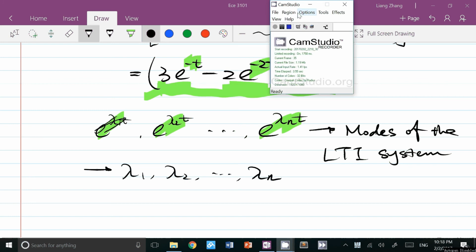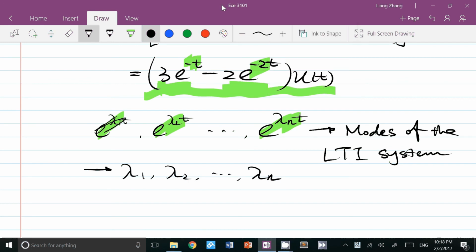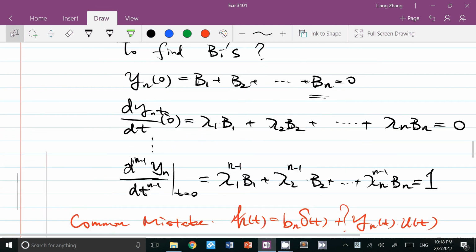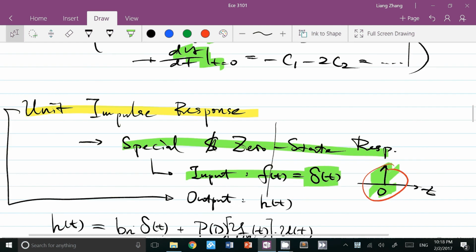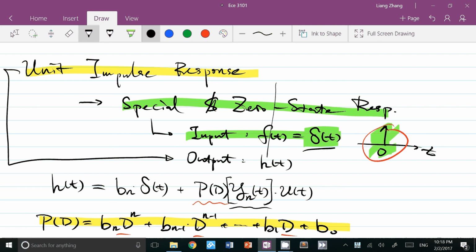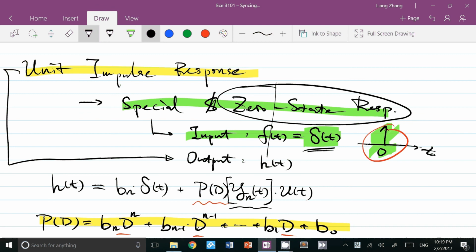Now let's continue our discussion and move on to the next topic. So what we have discussed just now is how to calculate the unit impulse response. That means you have a special input. That special input is your delta function. And also, keeping this in mind when we talk about unit impulse response, we're still focusing on the zero state response. Okay. So we're assuming for the system, the initial condition is assumed to be all zeros.